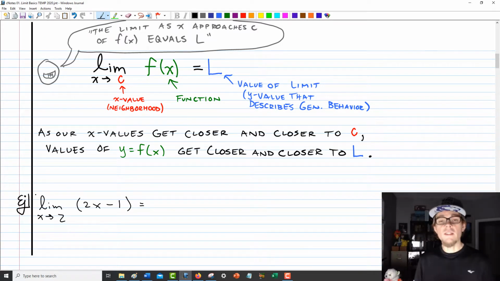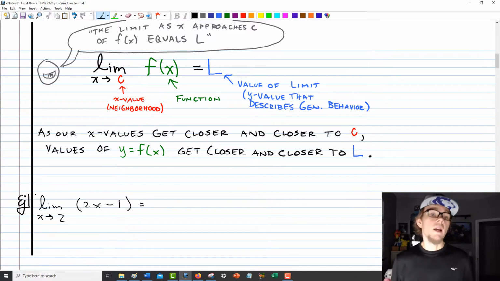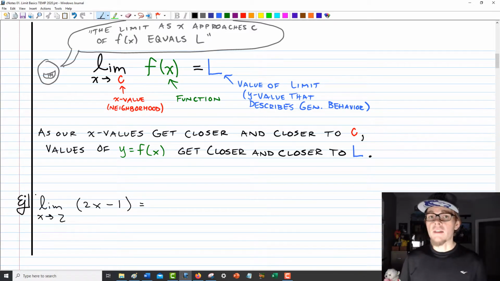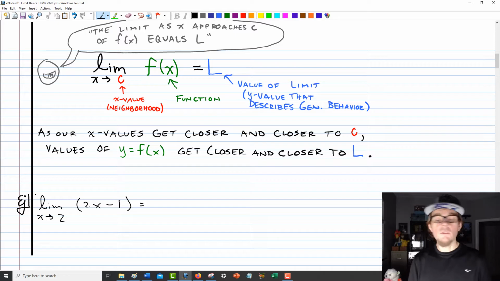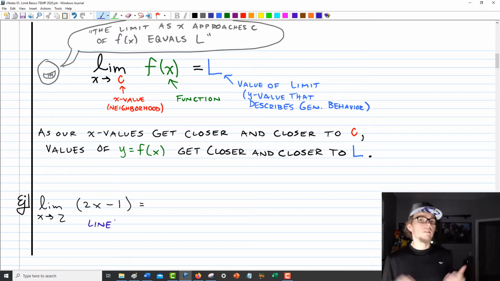So we're interested in what's happening on the graph of y equals 2x minus 1 as we approach x equals 2. So think about this for a moment. The key question to ask yourself when evaluating limits is, does this function behave nicely? And not just in general, but around that x value. So around x equals 2, does this function behave nicely? What type of function is this? Like, what function has the behavior y equals 2x minus 1? And you'd say, line! And you'd be right. Absolutely, y equals 2x minus 1 is indeed a line.